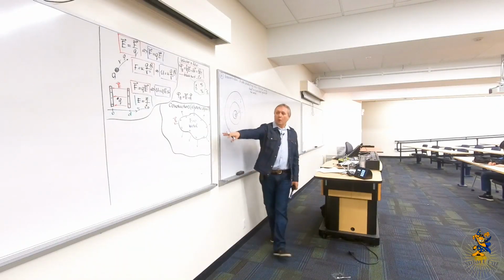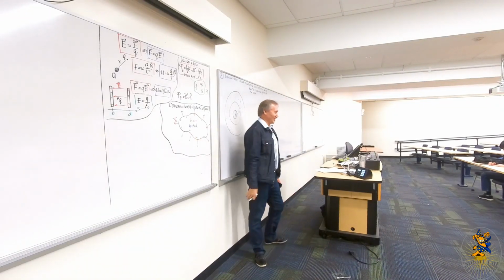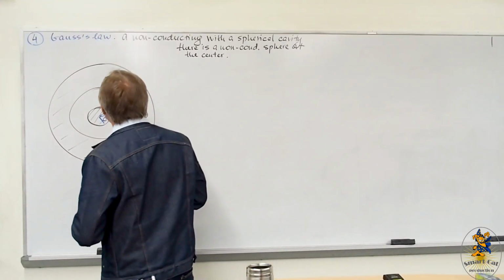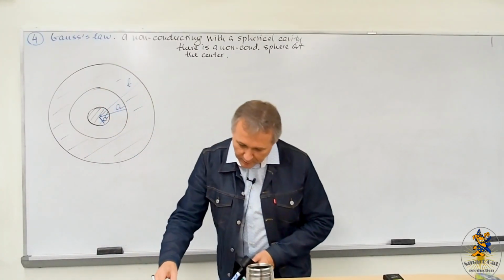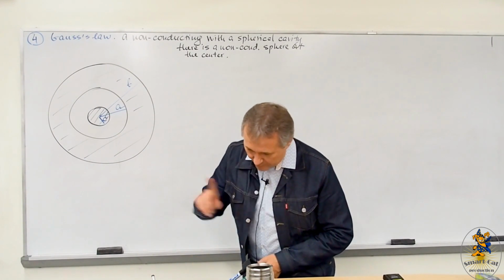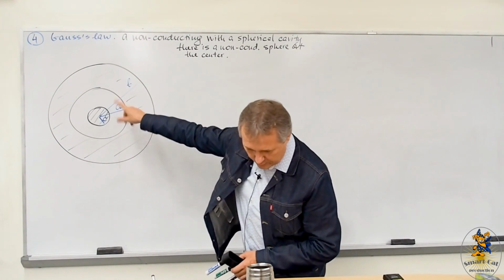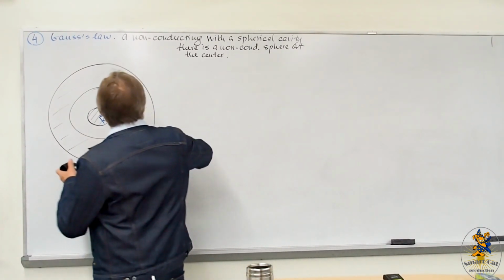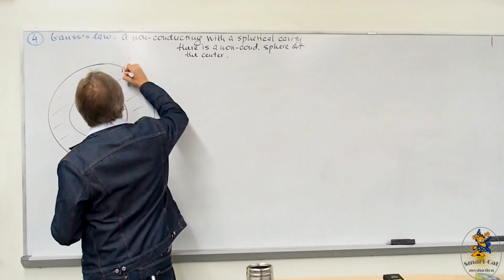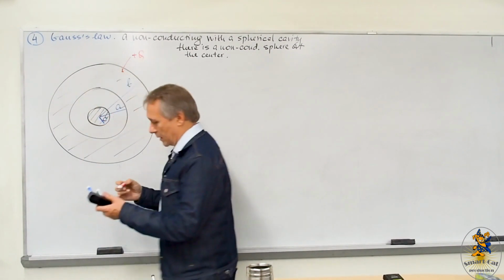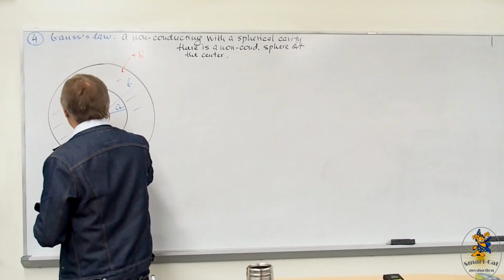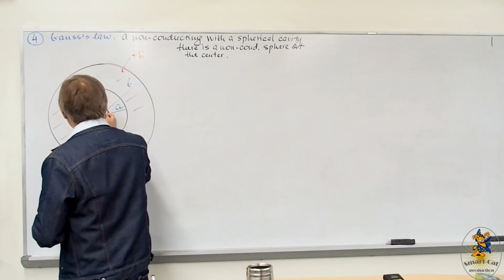Non-conducting means that all these conductor properties cannot be used here. And charges. So let's assume that the shell is charged with plus Q. Yeah. So this has a charge plus Q. And this sphere is charged with plus Q small.